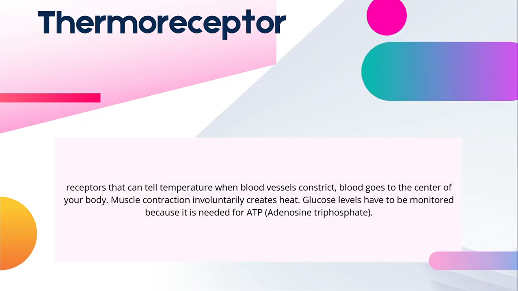Thermoreceptors are receptors that can tell temperature. When blood vessels constrict, blood goes to the center of your body. Muscle contraction involuntarily creates heat. Glucose levels have to be monitored because it is needed for ATP or adenosine triphosphate.